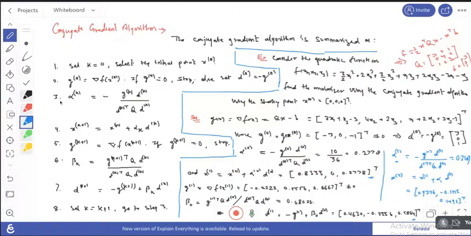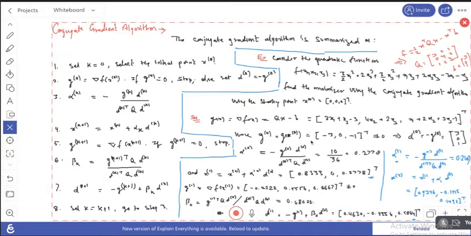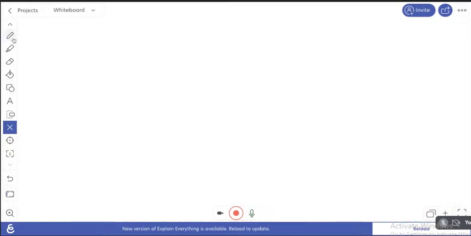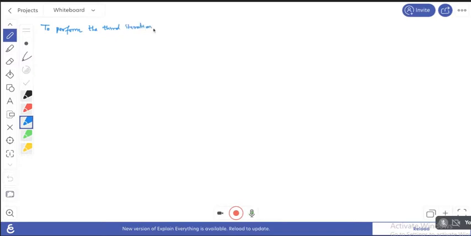So if we go to the next page and repeat this process, on the third page we have the third stage. Now, to perform the third iteration means we have to find x3.